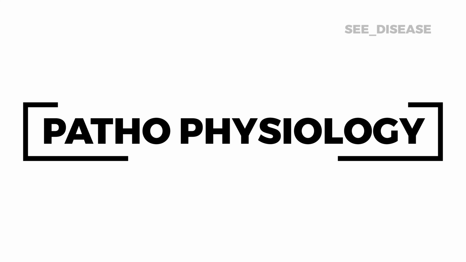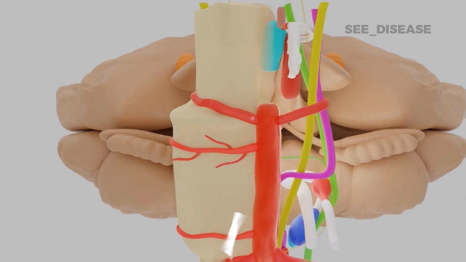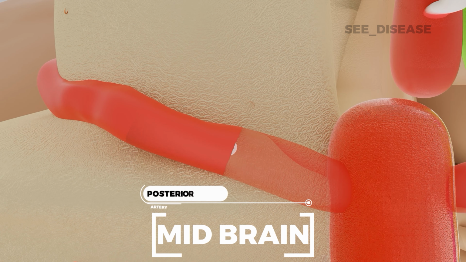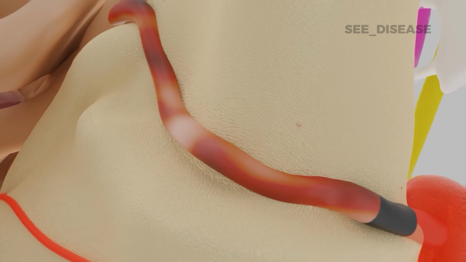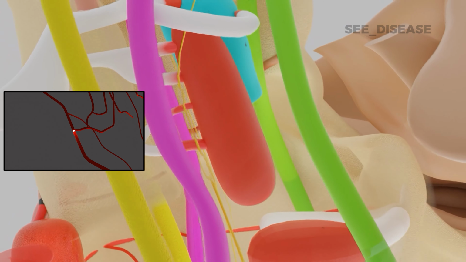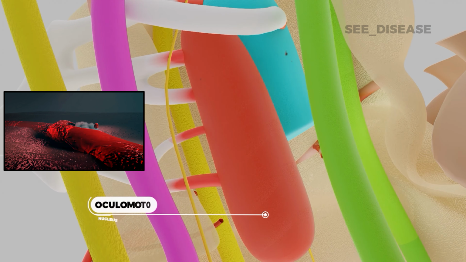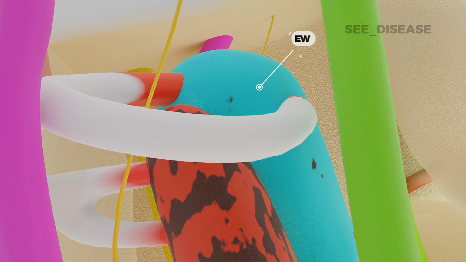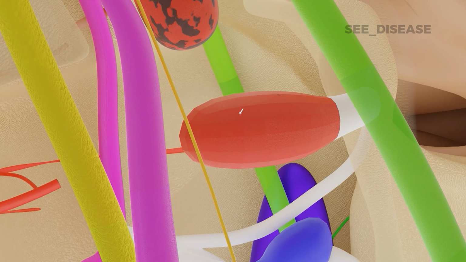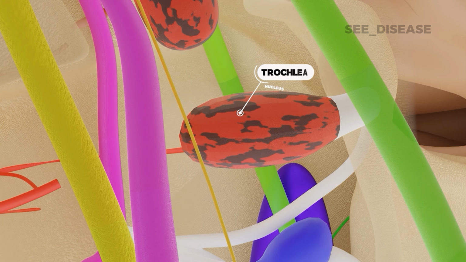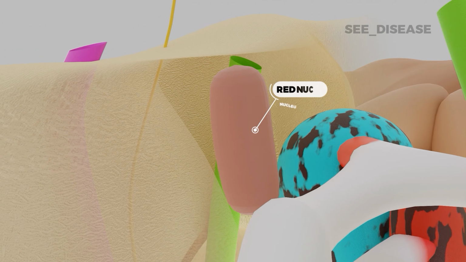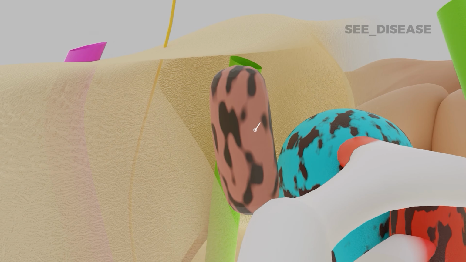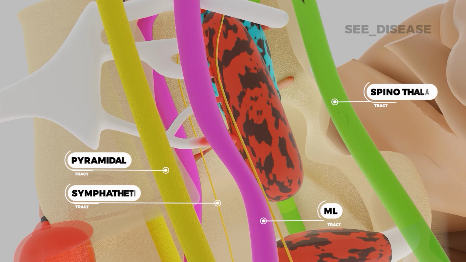Let's see the pathophysiology of brainstem stroke. See the midbrain: if the feeding artery is blocked due to embolism, thrombosis, or hemorrhage, the third nerve is involved, the Edinger-Westphal nucleus is involved, and the trochlear nucleus may also be affected. The pyramidal tract, sympathetic tract, ML, and medial longitudinal fasciculus are involved.